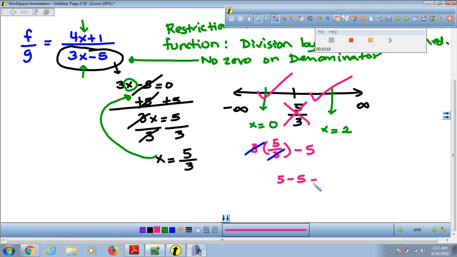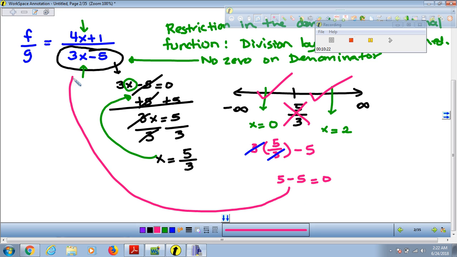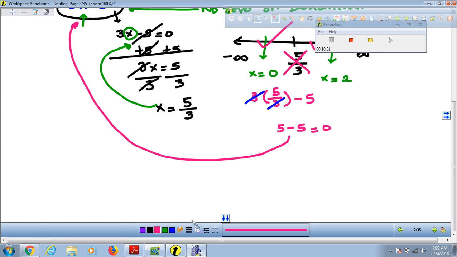So then what's 5 minus 5? 0. And that's exactly what I said that I don't want to have here. That's why that's the only number that I cannot use for the x, because it's going to make my denominator 0. So how do I write my domain?